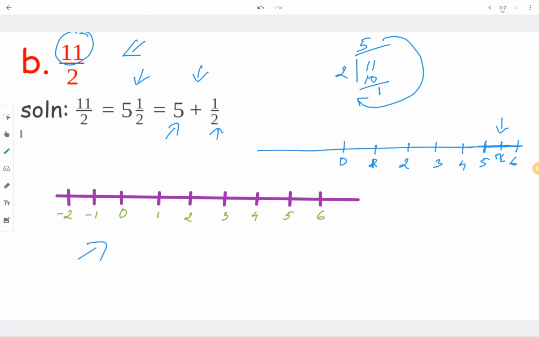Now if you look here, this is how we'll be doing. So till 5 is fine, then half should be here, right? So our answer is this 5 1 by 2. This will be our answer.